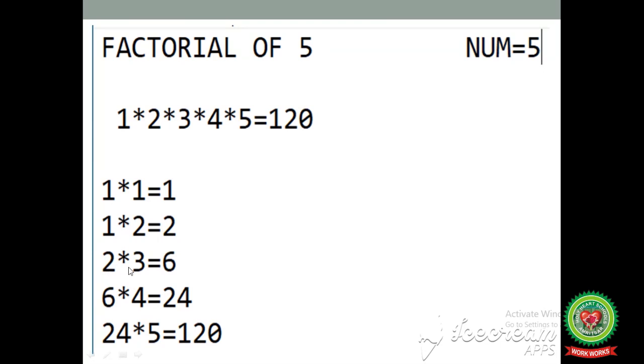2 multiply by 3. Now look here, these numbers are increased by 1. 2 multiply 3 is equal to 6. Now our result is 6. Now 6 multiply by 4. So 6 4s are 24. Now our result is 24. Now multiply 24 with 5 is equal to 120. So this is the way to find a factorial of a number.